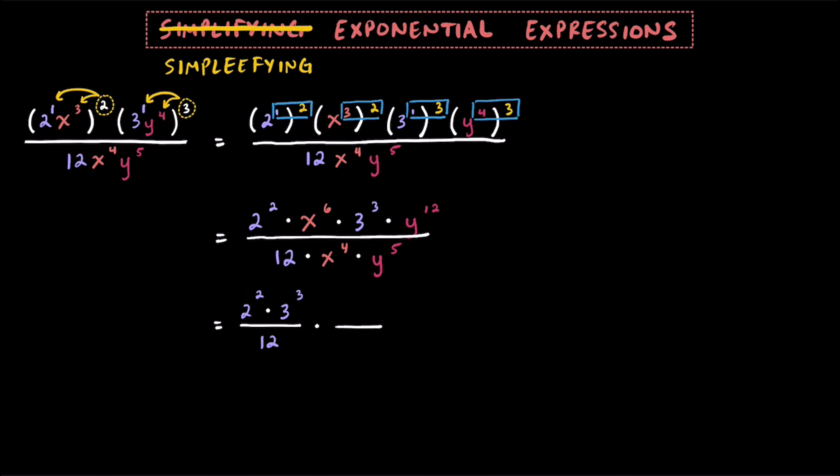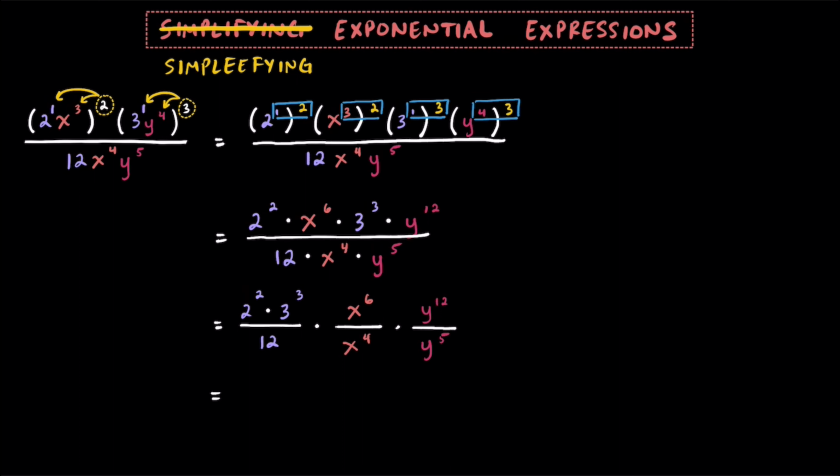Next, we have this x to the 6th power, and that's going to be on top of this x to the 4th power. And then finally, we have the y's. And for the y's, what do we have? It looks like we have this y to the 12th power in the numerator, and we have y to the 5th power in the denominator. Okay.